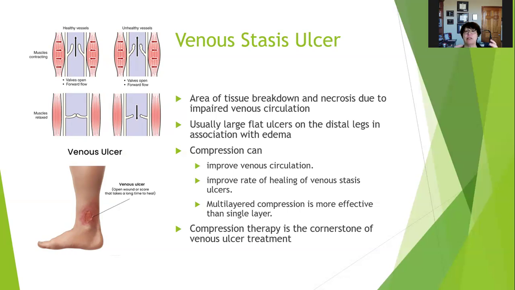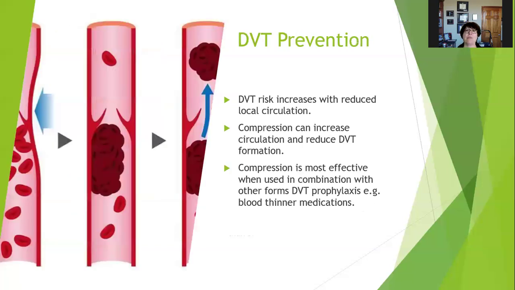Compression is the cornerstone of venous ulcer treatment. It can improve venous circulation, improve the rate of healing those venous stasis ulcers, and multi-layered compression is more effective than a single layer. And we'll look at some different compression systems a little bit later in this lecture.